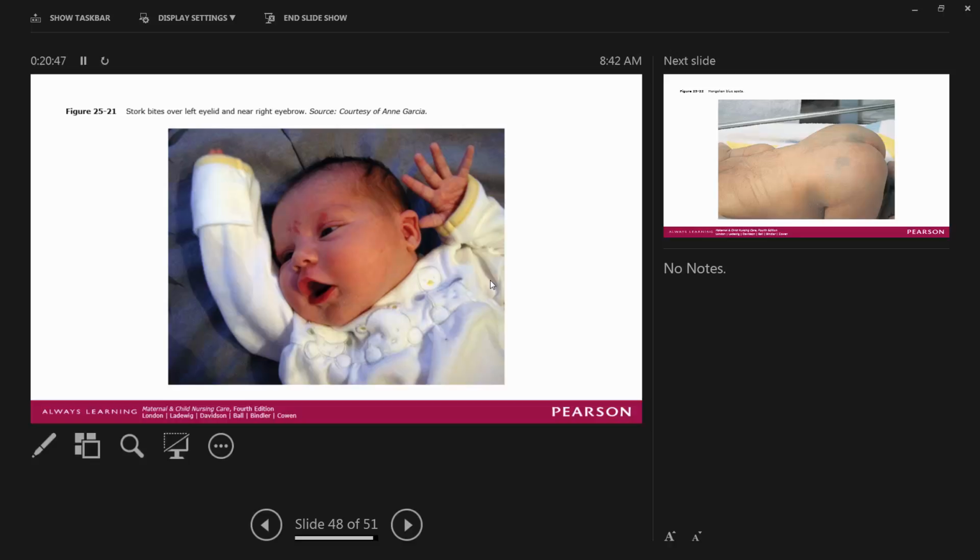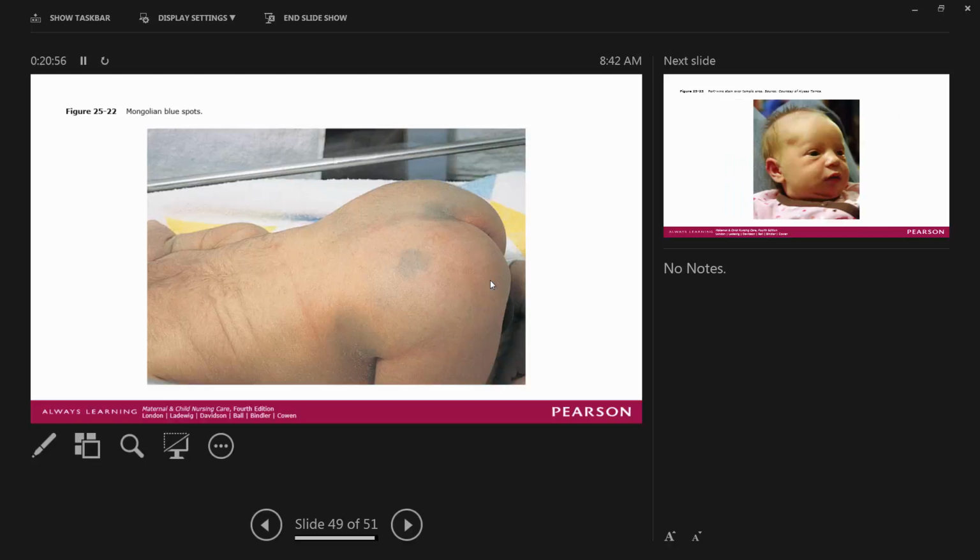Here's the stork bites, on the area between the eyebrows and on the eyelid there. There's the Mongolian spot. Can you see it? So there's one here, there's one here. It could be right here on the lumbar spine, it could be down on the butt cheeks, it could even be on the backs of the thighs. Can it be kind of everywhere too? Well, typically I've never seen it anywhere else except on the back, yes.